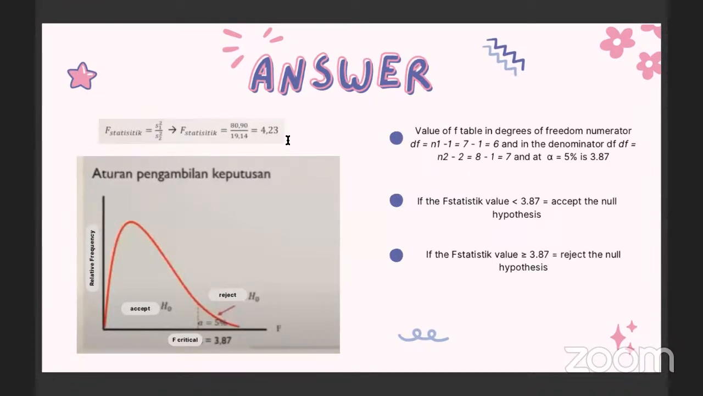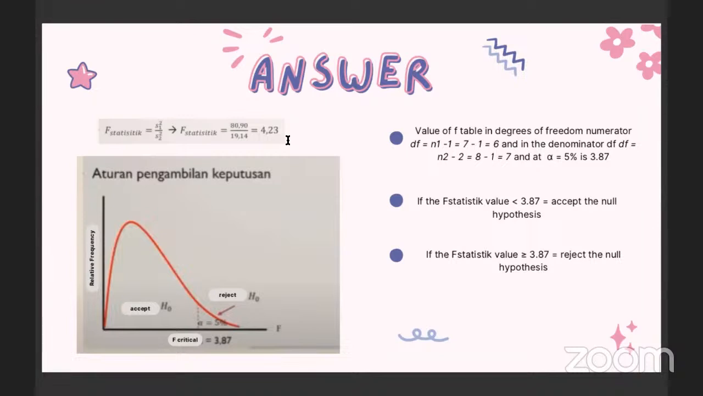After we calculate the value of the first sample and the second sample, we can calculate the F statistic value, where the F statistic is the result of the first variance divided by the second variance. We get 80.90 divided by 19.14, which is 4.23. After we get the result, next is decision making.